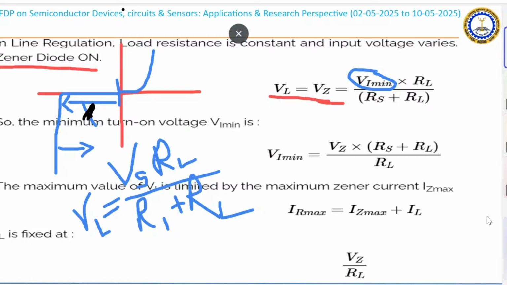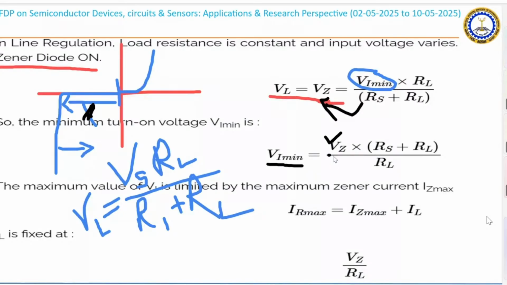For this particular case, if I want to find out what can be the Vi minimum, we will just cross multiply this Vz into Rs plus RL divided by RL. So from this formula I am going to get Vi minimum. This Vi minimum is actually the load voltage, right? So now this is the input voltage and Vz is the load voltage, right? And this was the Zener diode on condition.